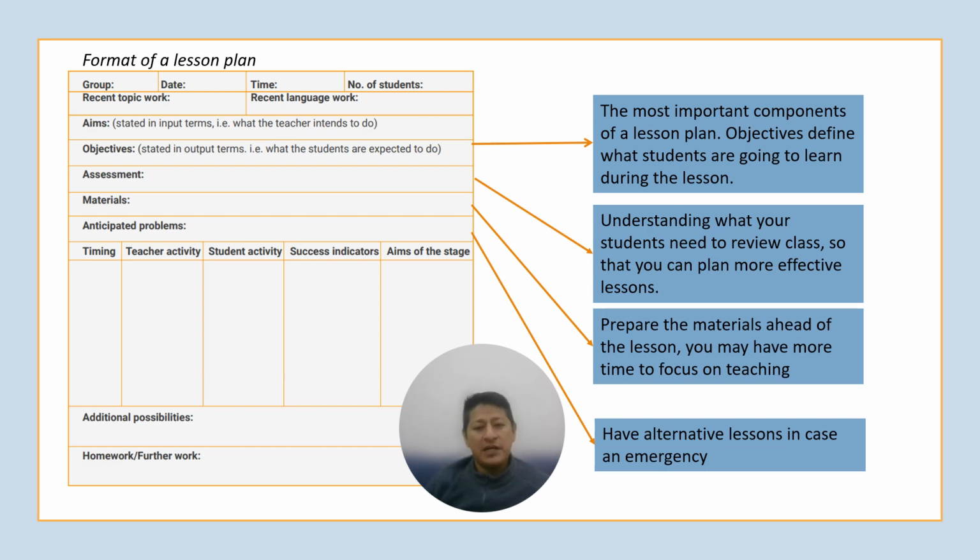Materials. It is very important to have a lot of materials because if you prepare the materials ahead of the lesson, you may have more time or more focus on teaching.